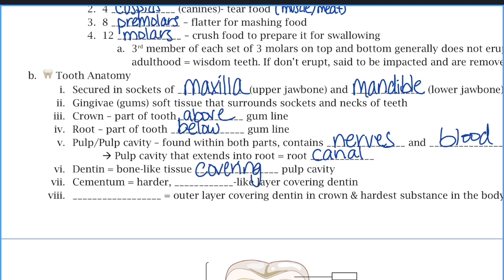And then cementum is going to be the bone-like tissue covering the dentin that's below the gum line. Maybe write that down too. What's the difference between these two? The cementum covers the dentin, and it's below the gum line only.